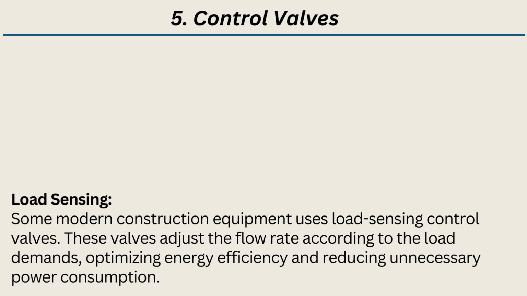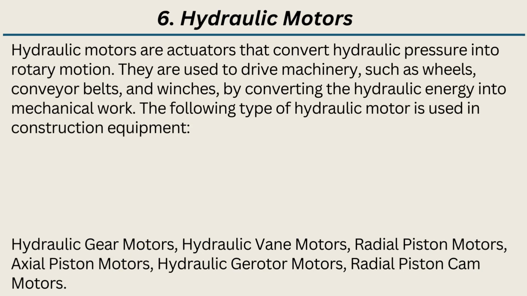Load sensing. Some modern construction equipment uses load-sensing control valves. These valves adjust the flow rate according to the load demands, optimizing energy efficiency and reducing unnecessary power consumption. 6. Hydraulic motors. Hydraulic motors are actuators that convert hydraulic pressure into rotary motion. They are used to drive machinery, such as wheels, conveyor belts, and winches, by converting the hydraulic energy into mechanical work. Hydraulic gear motors, hydraulic vane motors, radial piston motors, axial piston motors, hydraulic gerotor motors, radial piston cam motors.